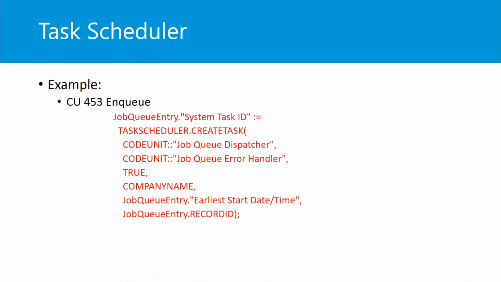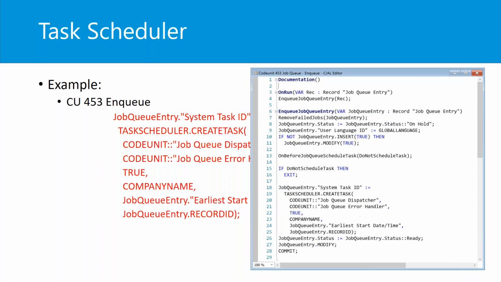If you have a look in the code unit 453, the DNQ code unit, you will notice job queue entry, system task ID equals, and what will we put in there? Well, the result of the create task function. This create task function will use a code unit, job queue dispatcher. If something goes wrong in there, then the failure code unit error handler will be used. This is the company for which you do it, the earliest start date, time, and the record ID you associate with it. You will find some examples of how to use these also in the job queue table.